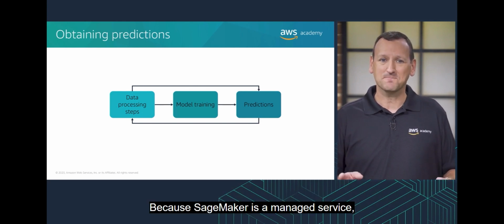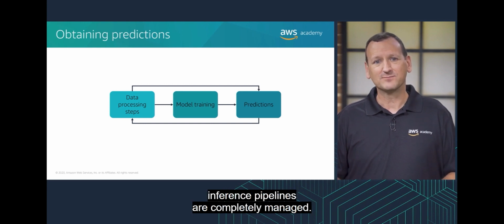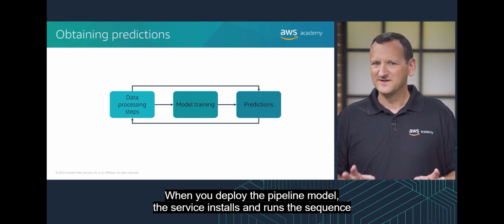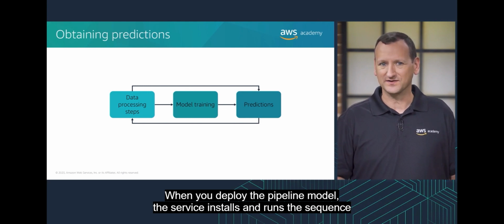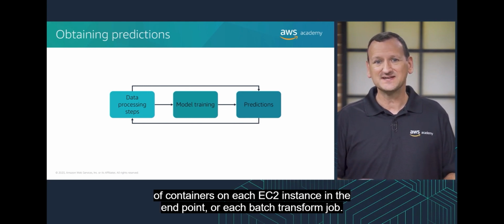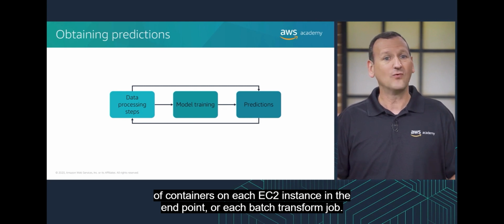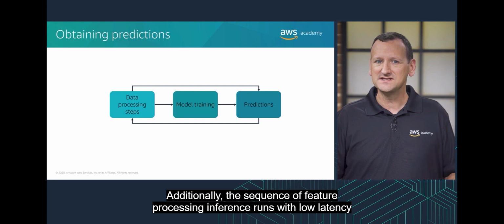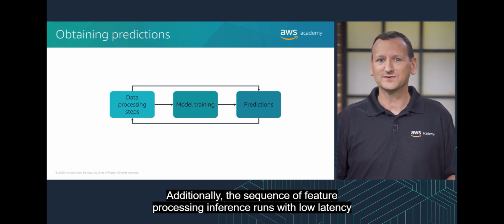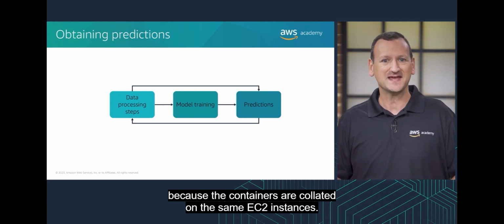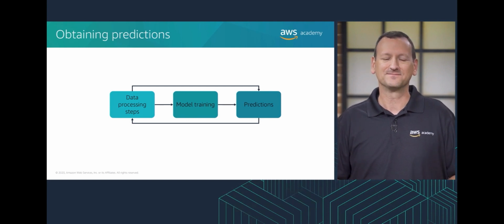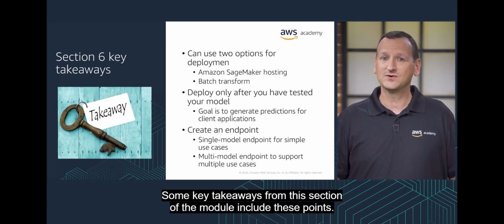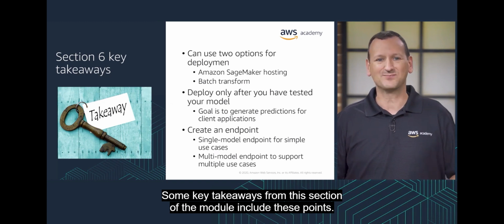Because SageMaker is a managed service, inference pipelines are completely managed. When you deploy the pipeline model, the service installs and runs the sequence of containers on each EC2 instance in the endpoint or each batch transform job. Additionally, the sequence of feature processing and inference runs with low latency because the containers are collocated on the same EC2 instances. Some key takeaways from this section of the module include these points.